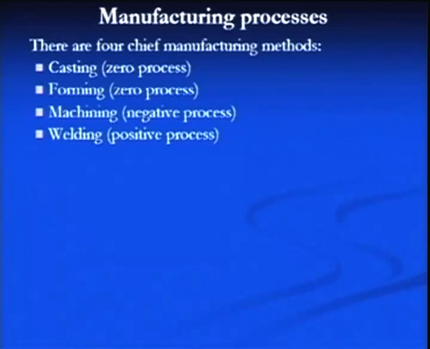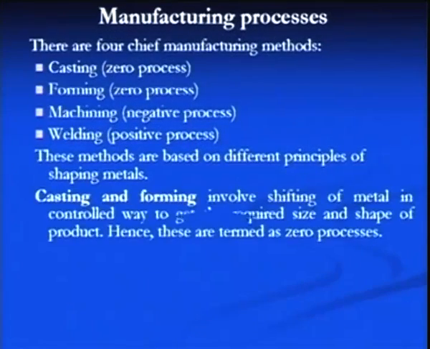This classification is based on the way by which material is processed to get the desired shape. These methods are based on different principles of shaping metals, like casting and forming, which involve controlled shifting of the metals to get the desired size and shape of the product, and hence these are termed zero processes. In these 2 processes, no addition or deletion of the material takes place, mainly shifting of the material from one region to another is used to get the desired size and shape.